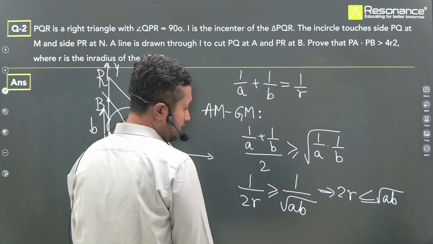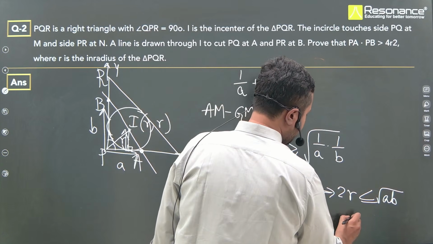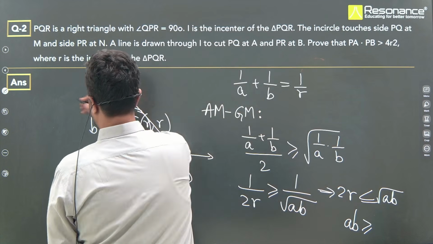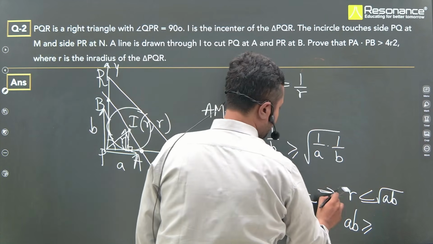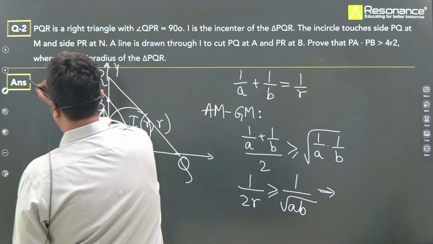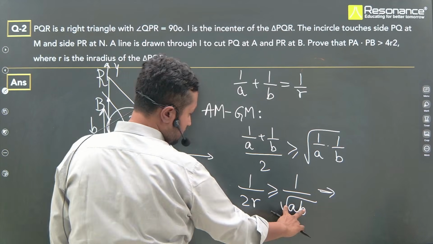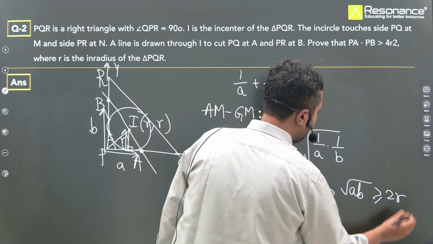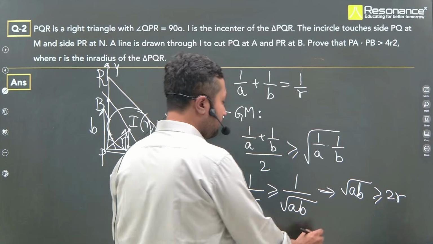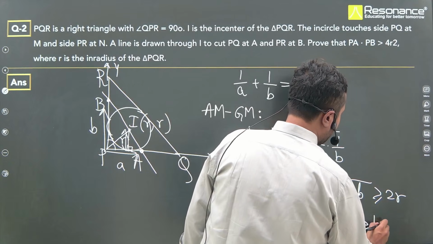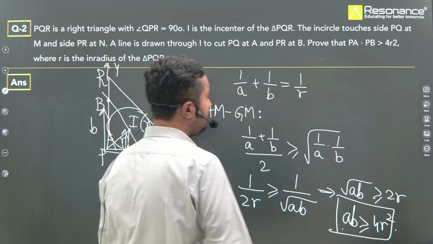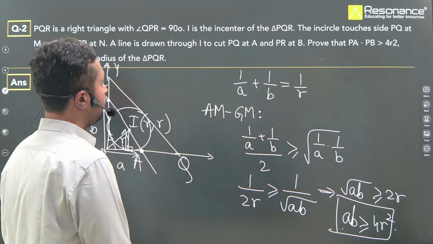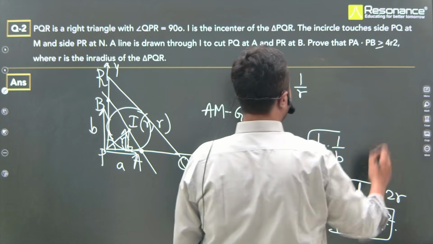I hope that's not confusing. You know what, let's actually write it that way. So root ab comes here, 2r goes there. So root ab is greater than or equal to 2r. Square both sides, you get a times b is greater than or equal to 4r square. And that's really what you want to prove, that it is greater than or equal to 4r square.